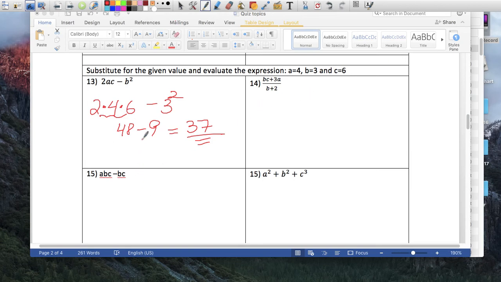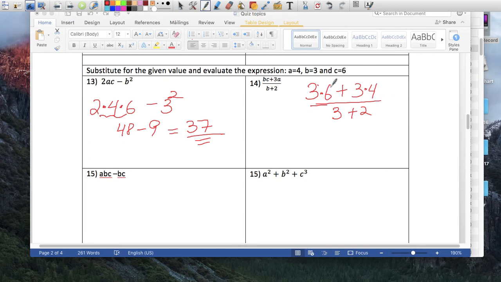I don't know, 15, did I say 15? We'll do a 15. Well, 15 looks like 13. Let's do 14. Right? 14, BC plus 3A, so BC, so it's 3 times C, which is 6, plus 3 times A, which is 4. All that over B, which is 3, plus 2. So that's what our fraction looks like with substitution.